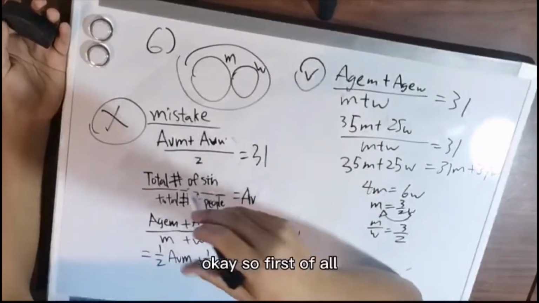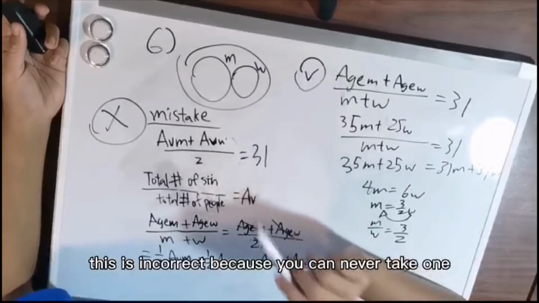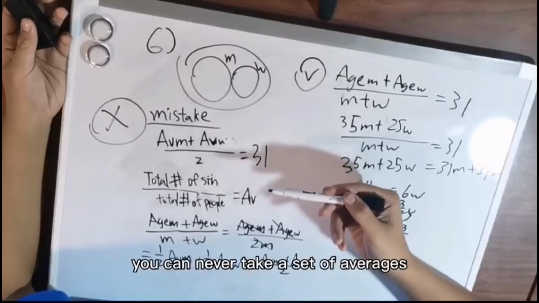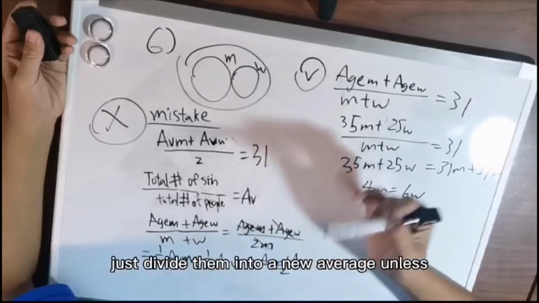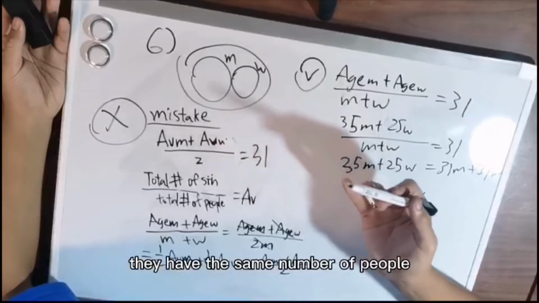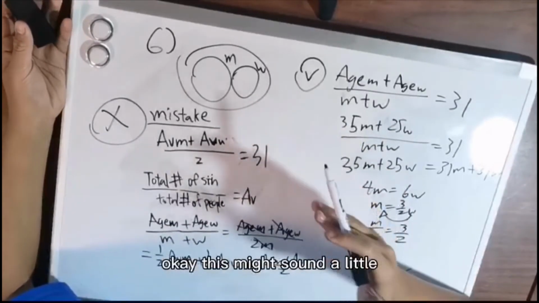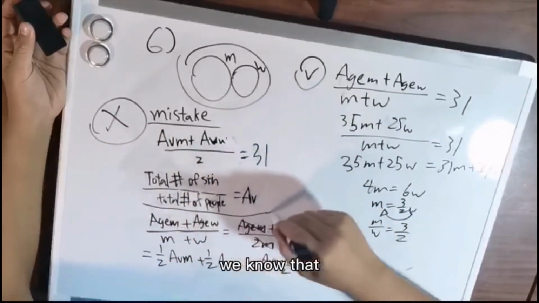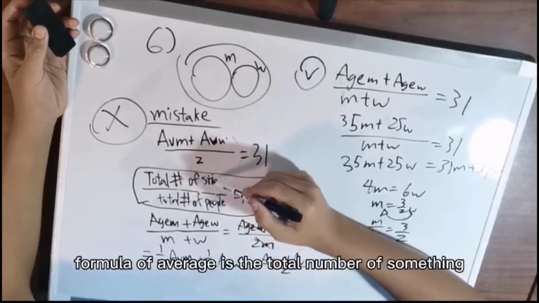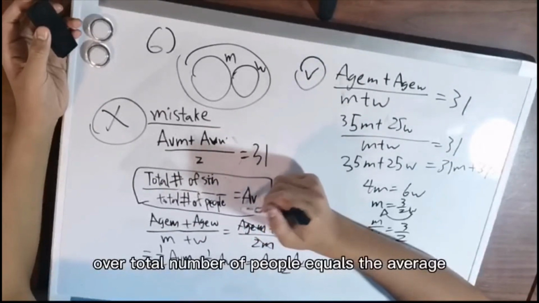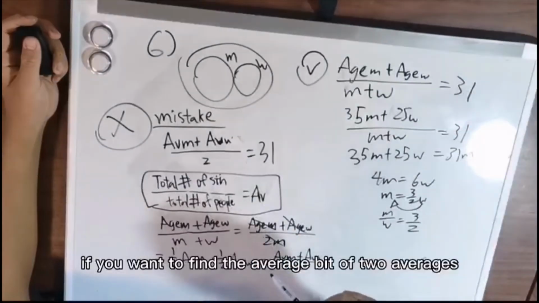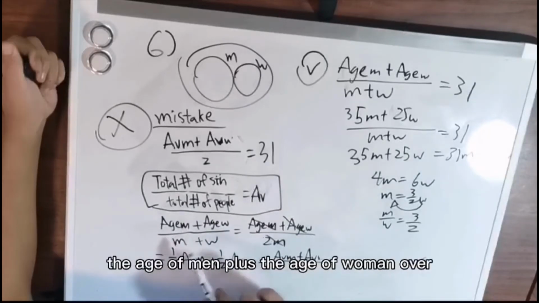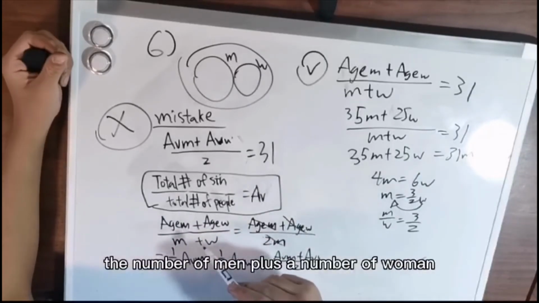First of all, this is incorrect because you can never take a set of averages and just divide them into a new average unless they have the same number of people. This might sound a little complicated, but let me break it down. The formula of average is the total amount of something over the total number of people. To find the average of 2 averages, you have to do the age of men plus the age of women over the number of men plus the number of women, right?